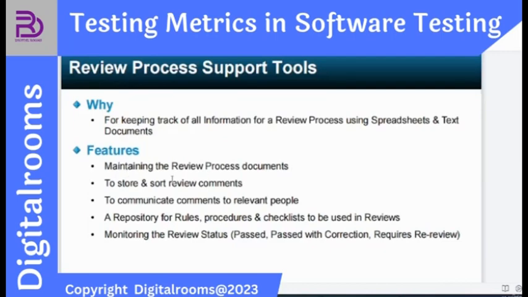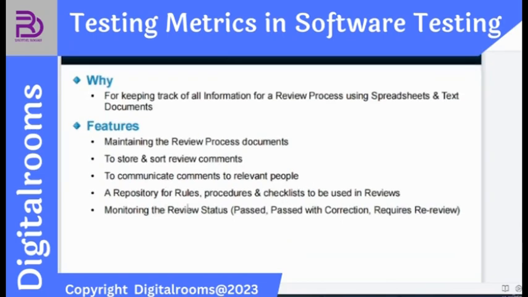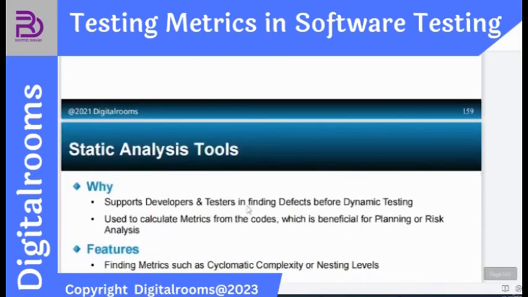Maintaining the review process document to store and sort review comments, to communicate comments to the relevant people, a repository for rules, procedures and checklists to be used in reviews, that is, what is fixed, what needs to be fixed, whether we followed the parameter or not. Monitoring the review status: passed, needs correction, requires re-review.